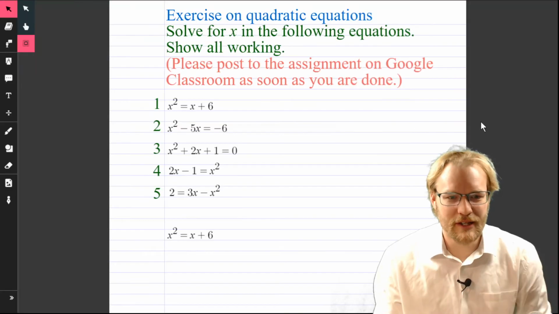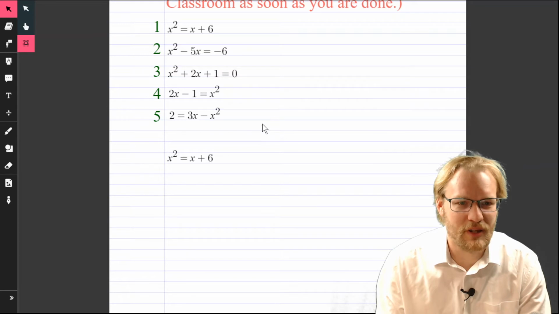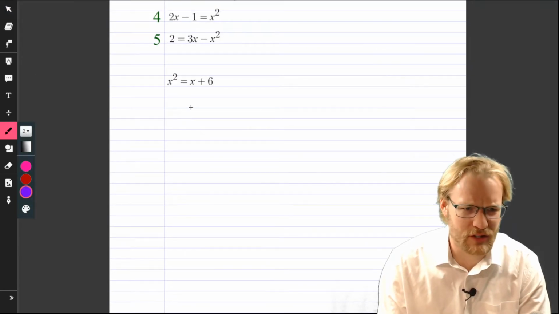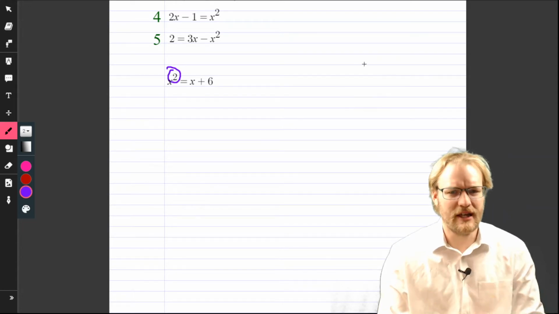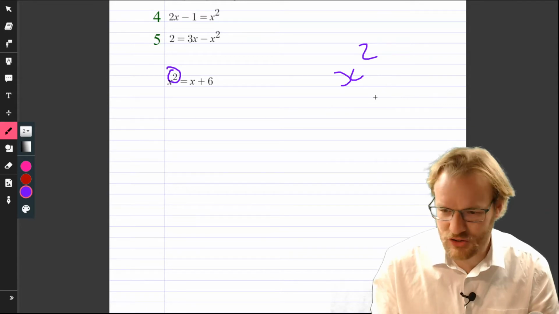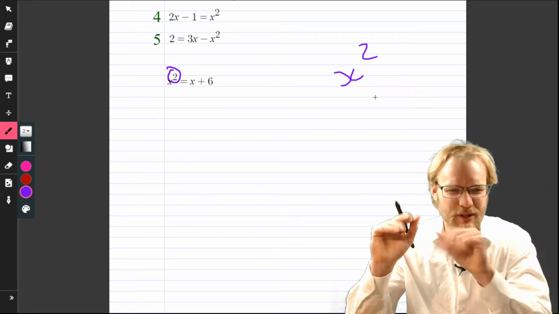Okay, so here it is. The 5 questions you're given. X squared equals x plus 6. Okay, so let's run through what we are trying to do here. We see that there's a squared. And as soon as we see an x squared somewhere along the way, it's useful to use this strategy. Our strategy is we're going to rearrange it so we've got everything on one side equals 0.